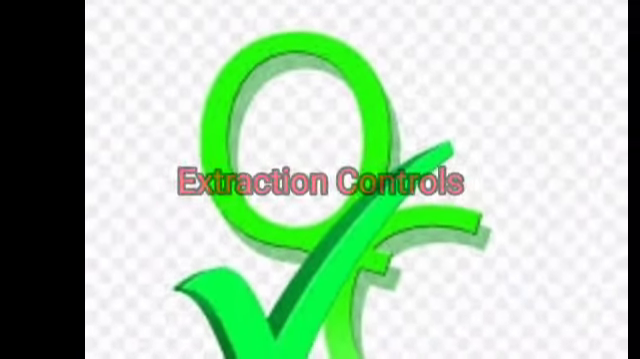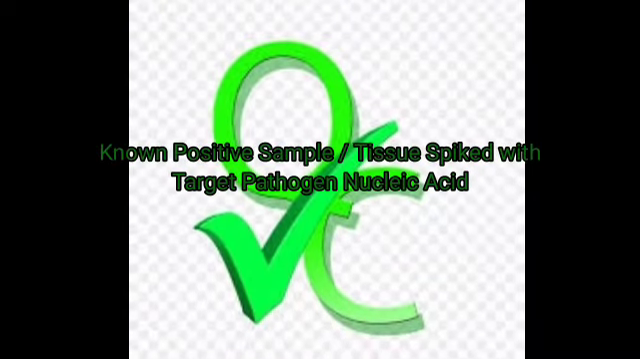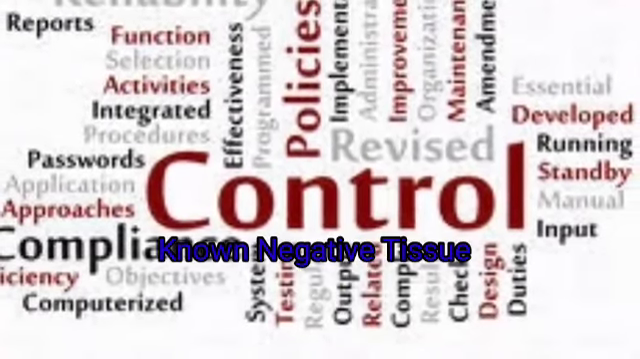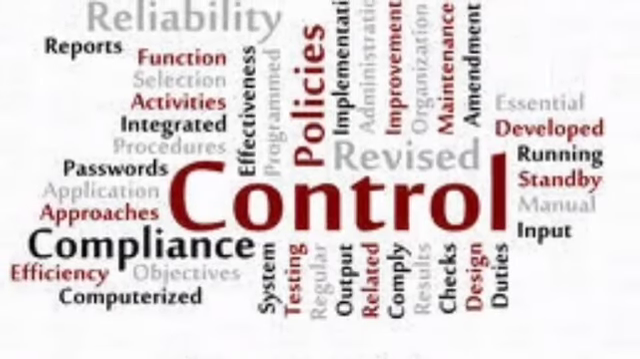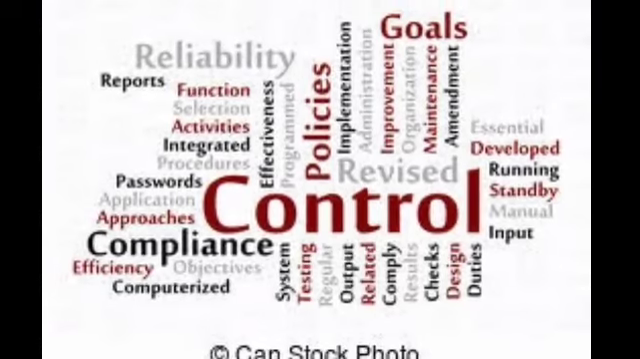The first stage in PCR is extraction of nucleic acid. So we will start with the controls in extraction. A known positive tissue sample or tissue spiked with target pathogen DNA and a known negative tissue should be processed with the test sample to ensure that DNA extraction was successful and contamination did not occur.